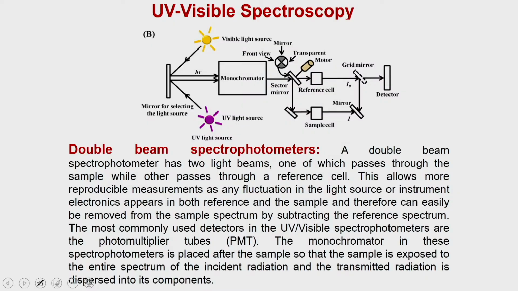So, this is exactly what is going to happen. In the double beam spectrophotometer you are going to have the visible light source, the UV light source, then the monochromator, and next to the monochromator you are going to have a splitter. That splitter is going to split the single beam into two beams. One goes into the test sample, the other goes directly into the reference sample.